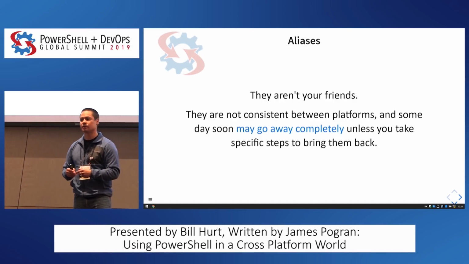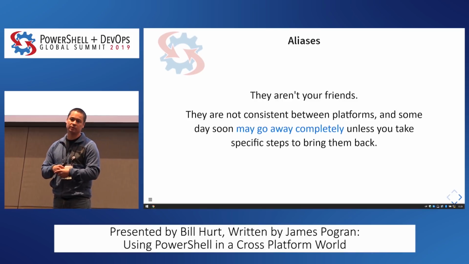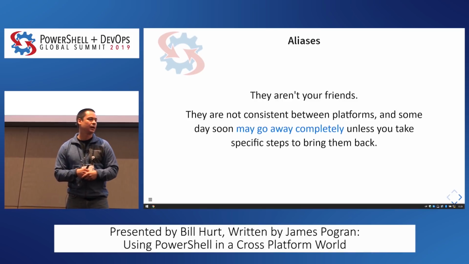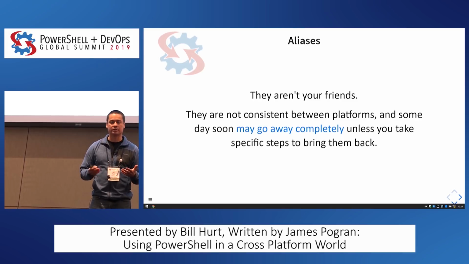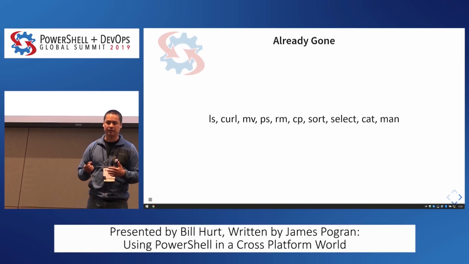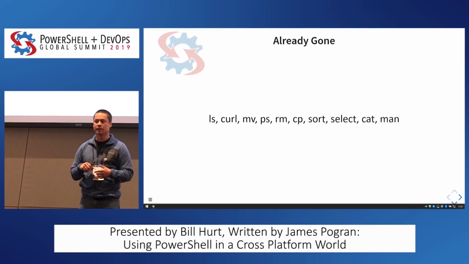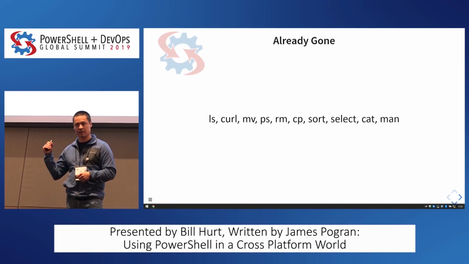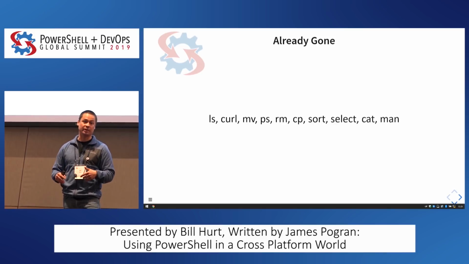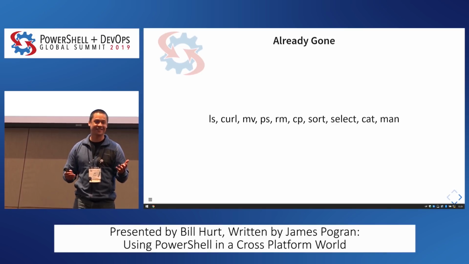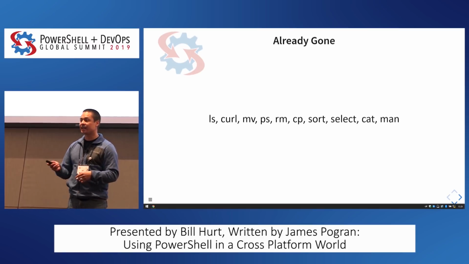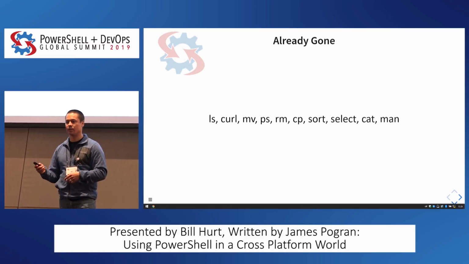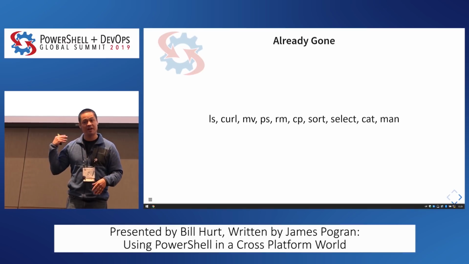Aliases are not your friends. Some of us have been saying for quite a while, please don't use aliases in your scripts. And the situation for aliases is just getting worse. They're mostly going away. This is a list of aliases that are already gone. Some of those you already know are gone. ls and curl, those were pretty controversial, and everybody was pretty happy to see those gone. They were causing a lot of problems. Sort and select took some people by surprise. Those felt safe because sort and select didn't correspond to binaries that were on either system, but just to let you know, they are gone.